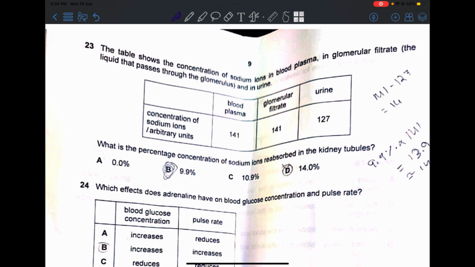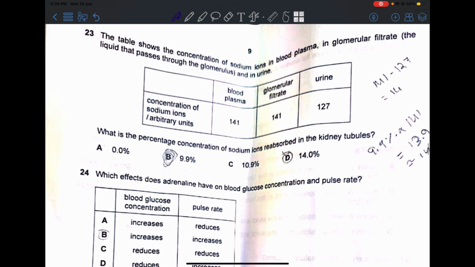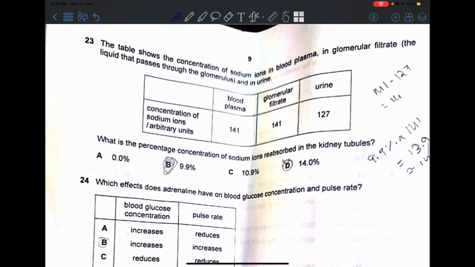23. The table shows the concentration of sodium ions in blood plasma, in the glomerular filtrate, the liquid that passes through the glomerulus, and in urine. What is the percentage concentration of sodium ions reabsorbed in the kidney tubules? Now over here we can see that in the blood plasma it was 141, and then in the glomerular filtrate it became 141, and in the urine it was 127. So this is actually a percentage decrease question, so we're going to calculate the percentage decrease over here. Now 141 was the 100%. How much is the 127? Now we're going to be multiplying 127 times 100 and dividing over 141.